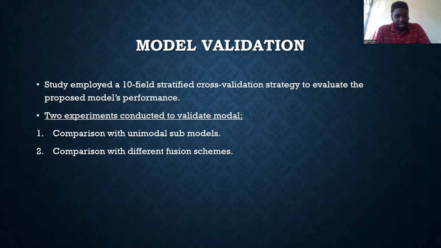Each is used as a validation set in turn, while the remaining subsets serve as the training load. The average performance over the 10 iterations is calculated as the overall model performance. I think this makes sense. And in the 2 experiments that were conducted, we compared it with the unimodal submodels and also with different fusion schemes.